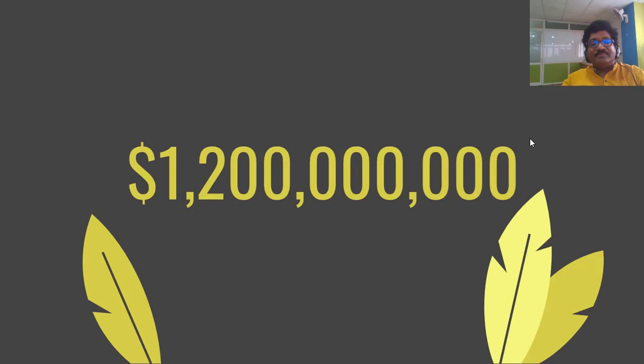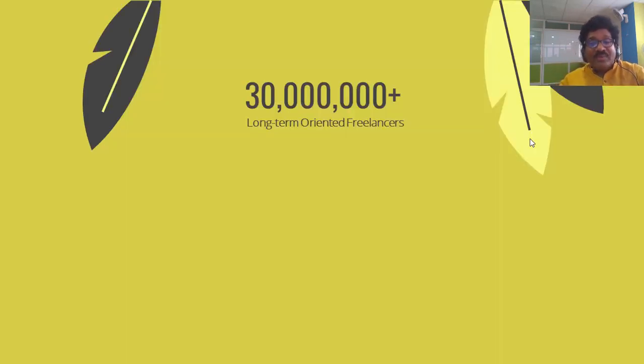Look at this. Can you count the number of zeros in that? Can you read out this number? It is $1.2 trillion. 1.2 trillion US dollars. And you know what this amount represents? It is the annual earnings of freelancers only in US alone. Imagine across the world, Asian countries, European countries, across the world, together, how much freelancers could be earning every year. This 1.2 trillion US dollars is the annual earning of freelancers in US alone.